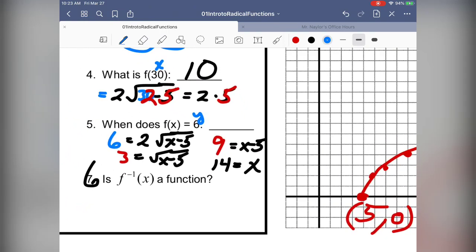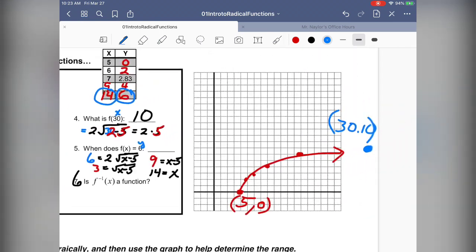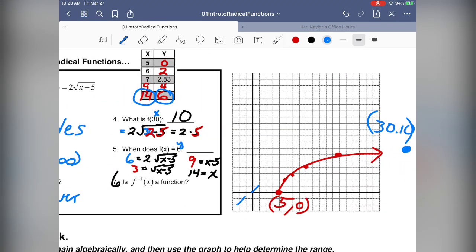How about question 6? That's an inverse question. Maybe it would be helpful to think about the inverse. Remember, the inverse is always found by reflecting over the diagonal line, y equals x. It can also be found by switching points. I don't know if we have enough time to switch every point, but we certainly could switch (5, 0) to be (0, 5). And when I switch that to be (0, 5), I find a starting point.